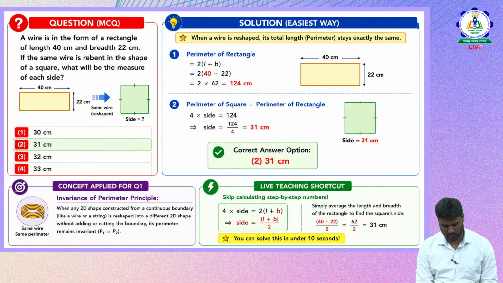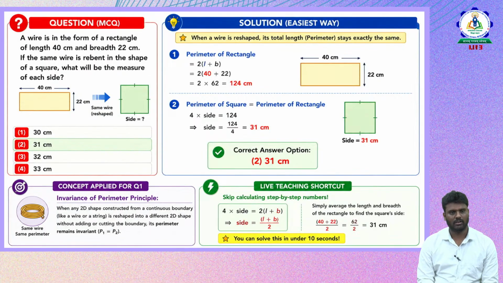Let us try to see now. From the question we know that the length and breadth are given. Now let us try to identify the perimeter of the rectangle, since the length and breadth of the rectangle are given.